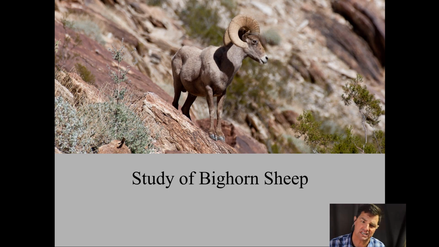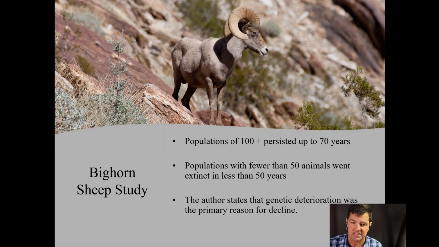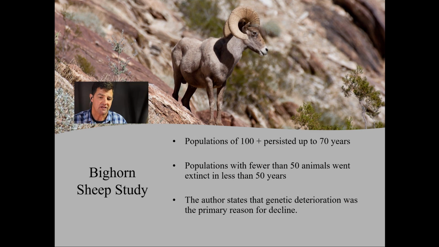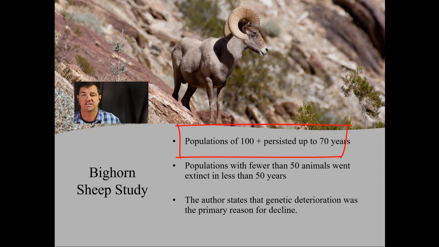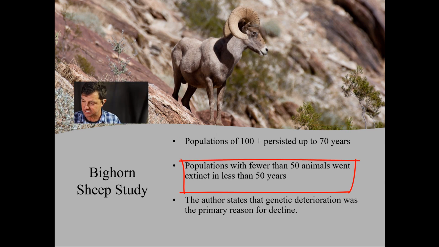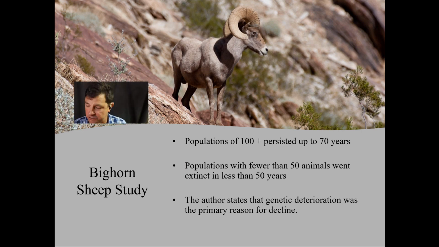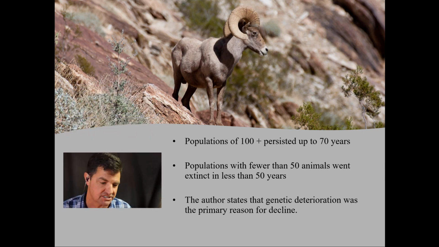A study done on bighorn sheep populations found that if you had populations of about 100 or more, those populations persisted for about 70 years. If the population had fewer than 50 individuals, that population seemed to hold on for only about 50 years. And the author of this particular study concluded that the reason the population declined was that the genetic deterioration of that population led to its demise.